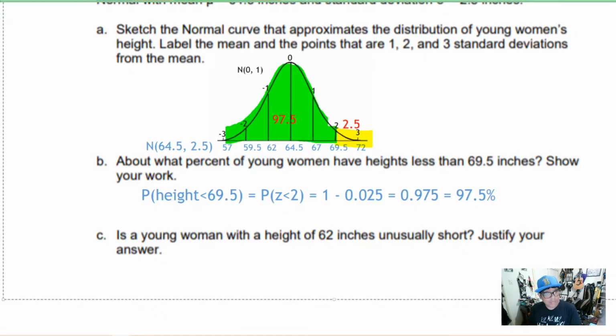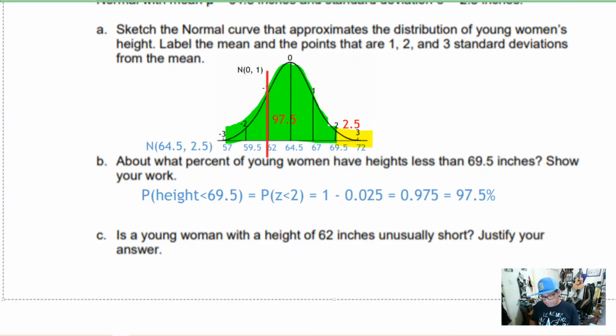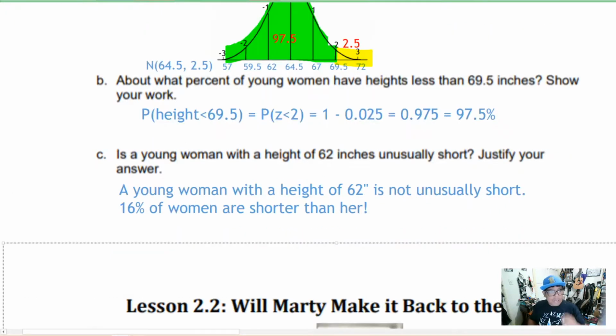Okay, is a woman that is 62 inches unusually short? No, 62 inches is exactly at a z-score of -1. So that's not very unusual. So a young woman with a height of 62 inches is not unusually short. 16% of women are shorter than her.